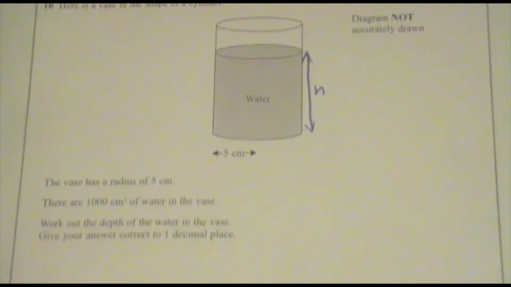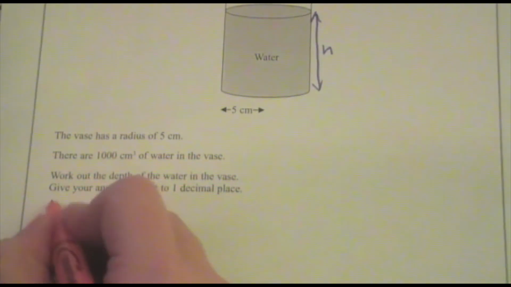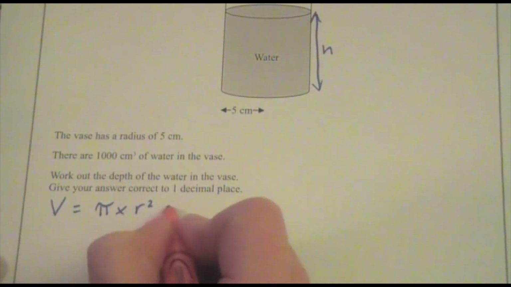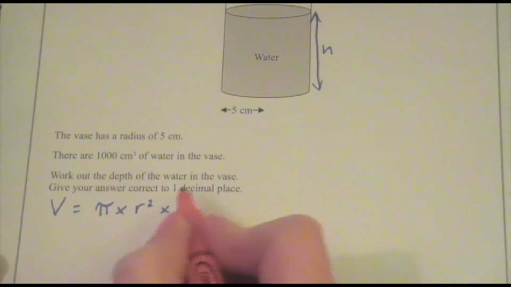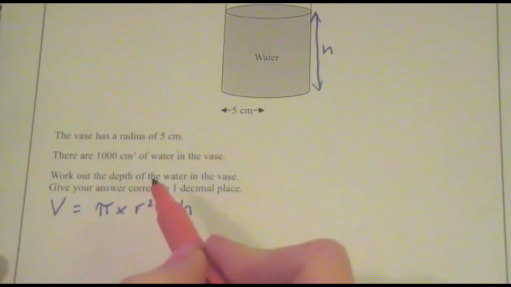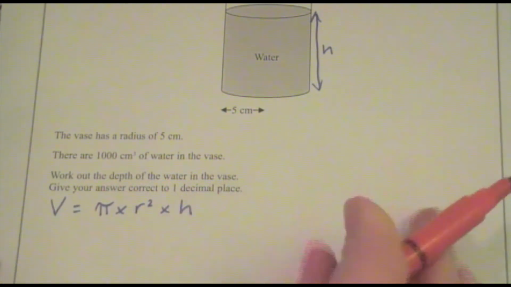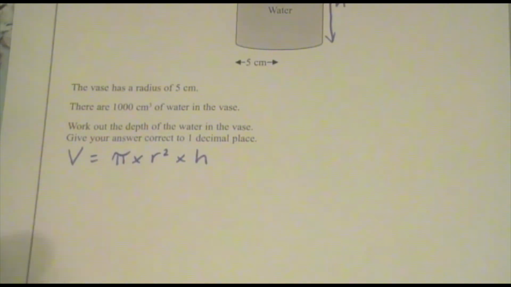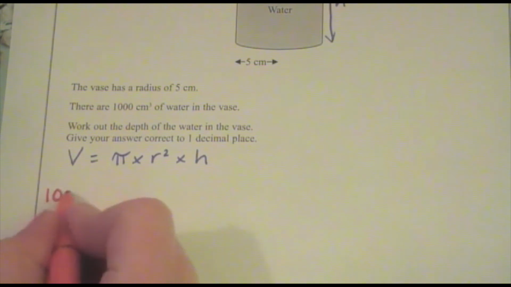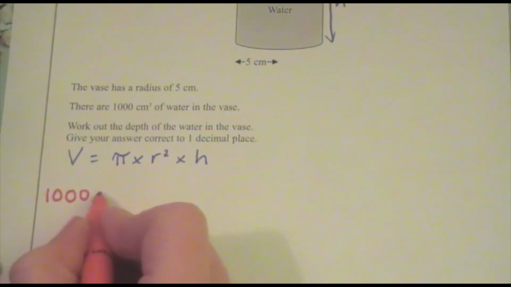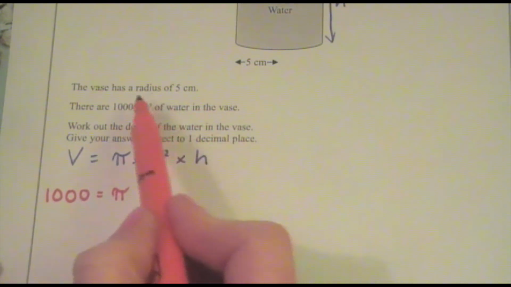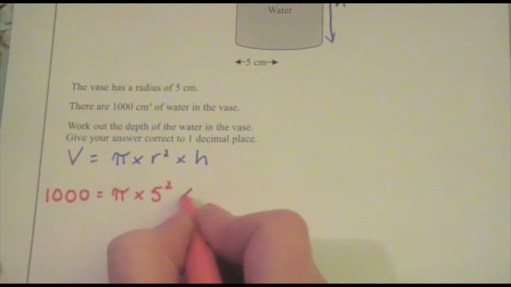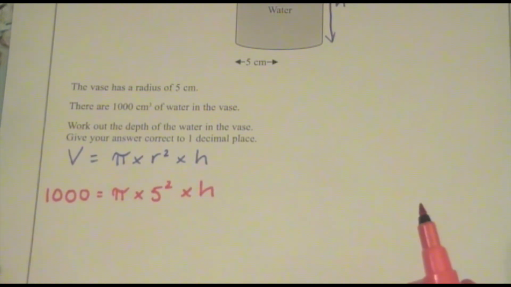Now, to work out the volume of a cylinder, I would need to do pi multiplied by the radius squared and then multiply it by the height. Now we're trying to find out the height, so I need to figure out what information I already have to see if I can find out that height. In the question it tells me that the volume is 1000 centimetres cubed, so I know that V is 1000. And it also tells me that the radius is 5 centimetres, so I know that r is going to be 5. And I know I need to work out the height.